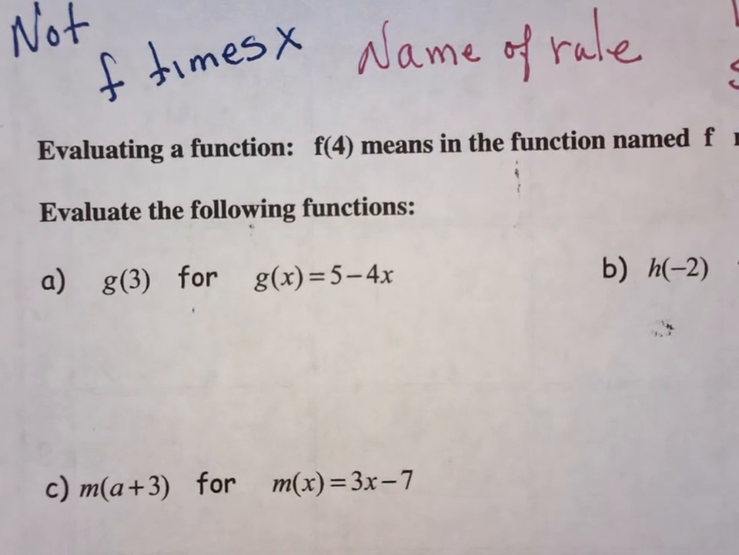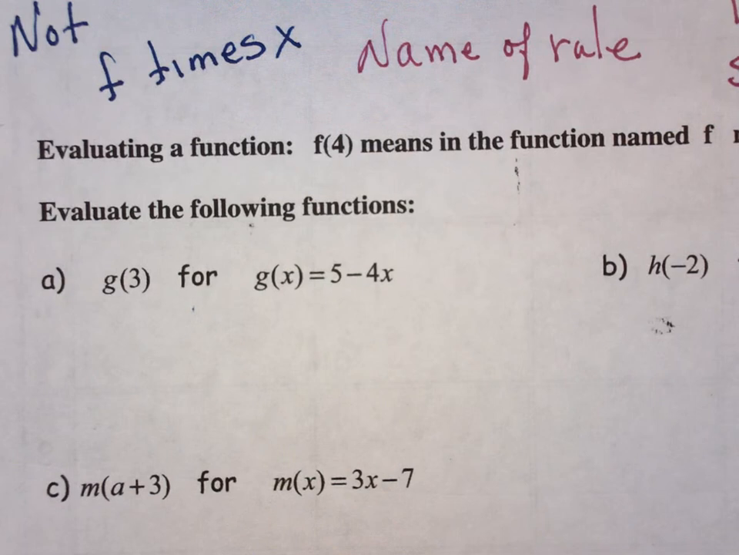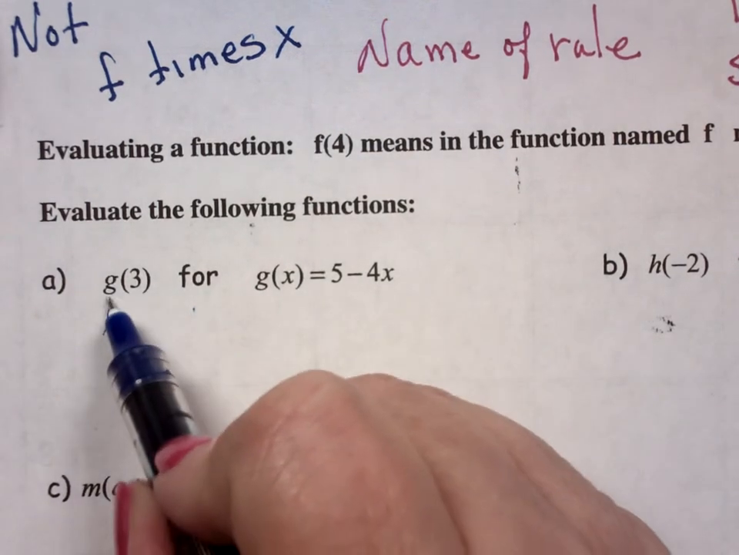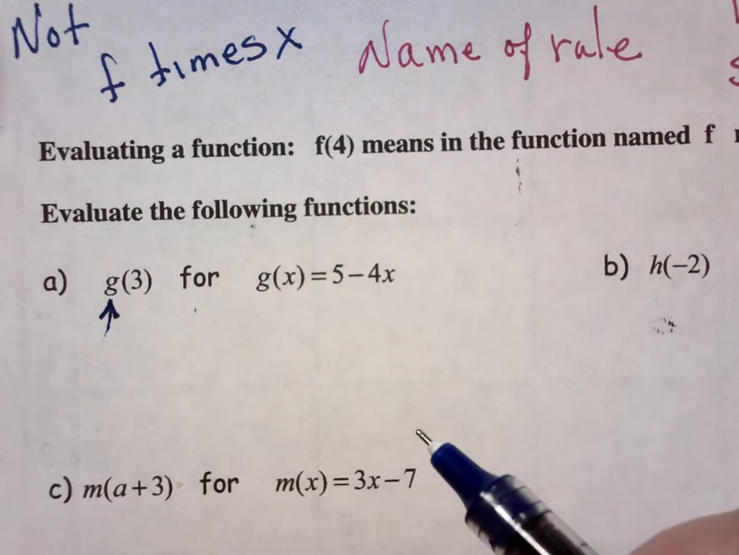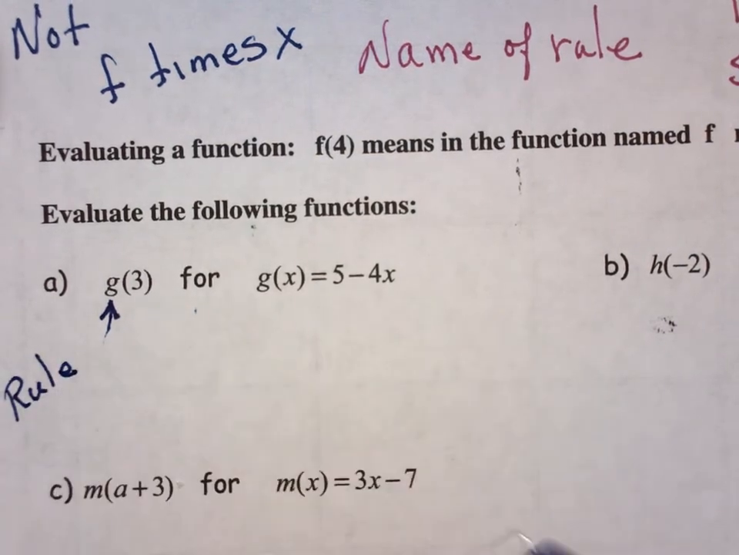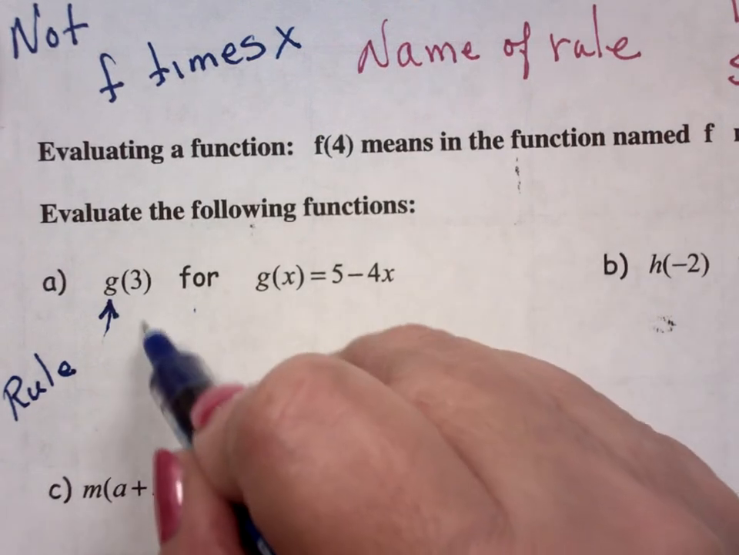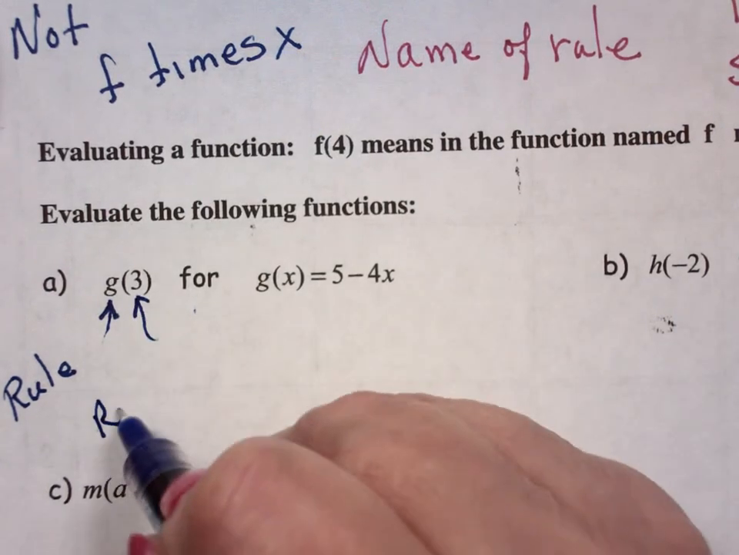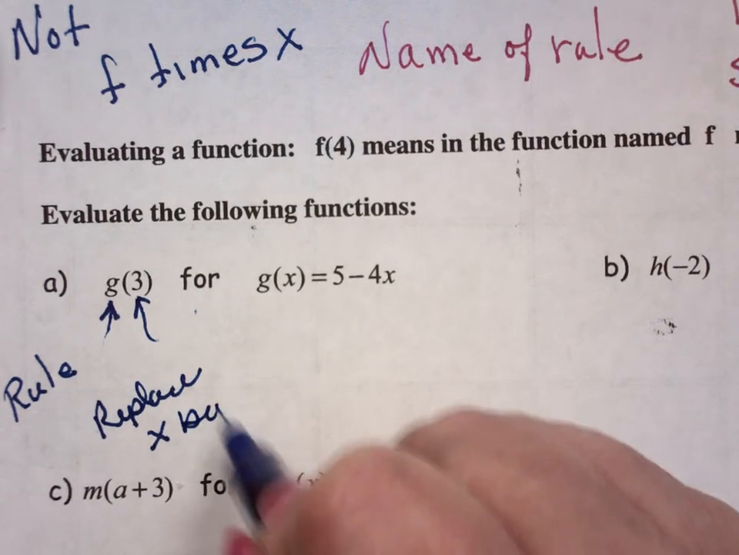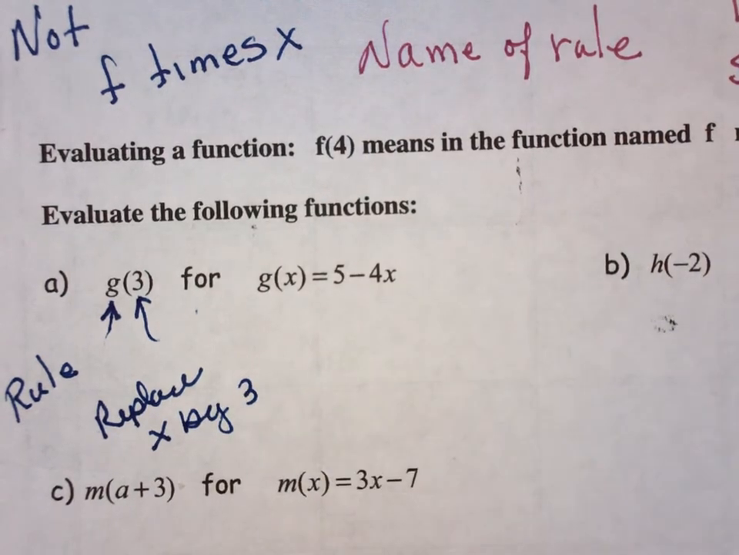We want to evaluate a function. And this is the thing. If it said f of g, this tells me what rule I'm going to use. In the rule named g, I'm going to replace x by 3. That's what it says.